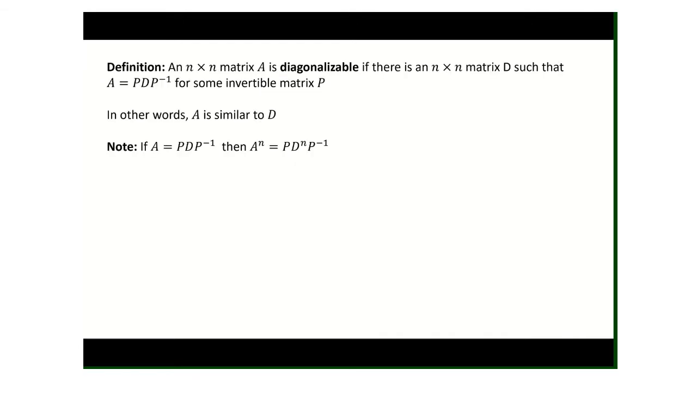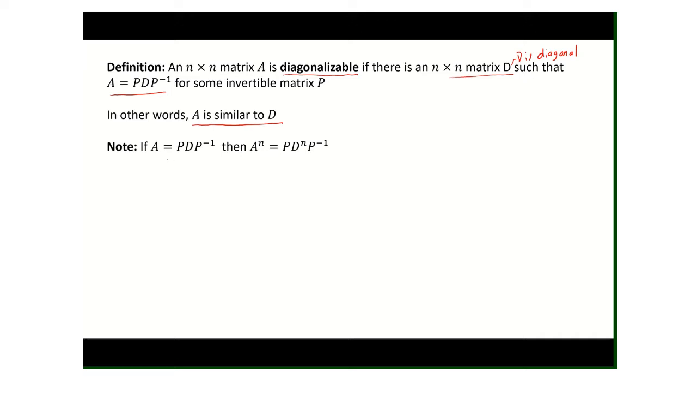In fact, we're going to look at something called diagonalizable. So we're going to say a matrix A is diagonalizable if there is an n by n diagonal matrix D such that A equals P times D times P inverse for some invertible matrix P. In other words, A is similar to D. Okay, so we saw the idea of similar matrices. Now we're going to look at matrices that are similar to diagonal matrices, and we call them diagonalizable.